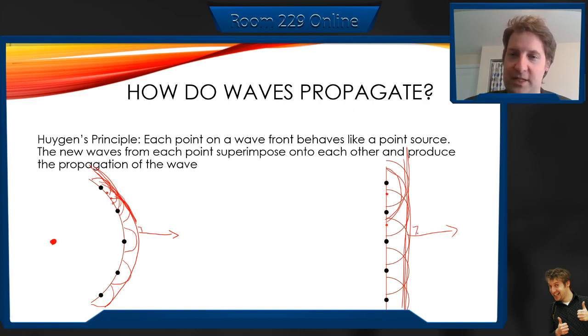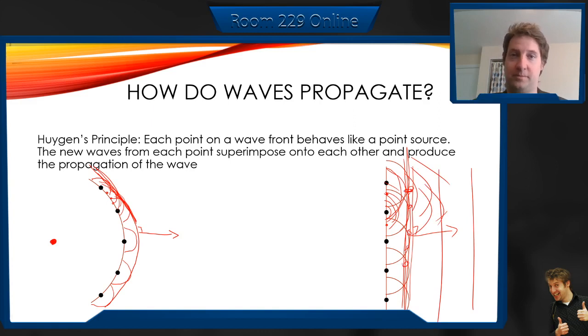So as all of these waves get bigger and bigger, all these new point sources go out symmetrically outwards. They're going to continue to make this wave front as it propagates, and then we can do the same thing. Put a whole bunch of new point sources on there, and they're all going to build up, and our wave is going to continue to travel along. Okay, so this is one way we can think about how waves move.